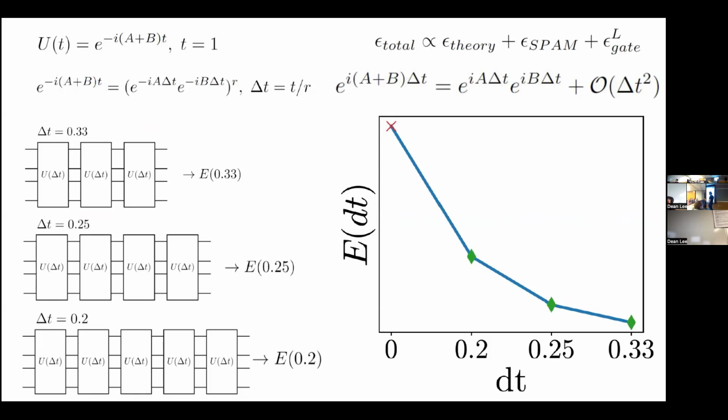Sure, you could try to go to delta t equals 0, but what you'll get is a very deep circuit. And at that point, your qubits will decohere and you'll lose all information. So you want to find a good sweet spot, where you don't want to be in that decoherent regime. So what you could do is calculate the energy as a function of dt and use some extrapolation function, exponential in this case, to go to dt equals 0.